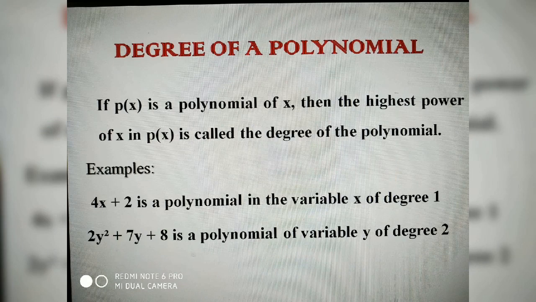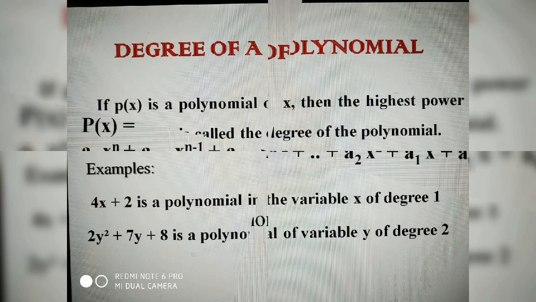Then what do you mean by the degree of a polynomial? If p of x is a polynomial in x, then the highest power of x in p of x is called the degree of the polynomial. For example, 4x plus 2. Here the highest power of the variable x is 1. So the degree of this polynomial is 1. 2y square plus 7y plus 8. The highest power of y is 2. So the degree of this polynomial is 2.